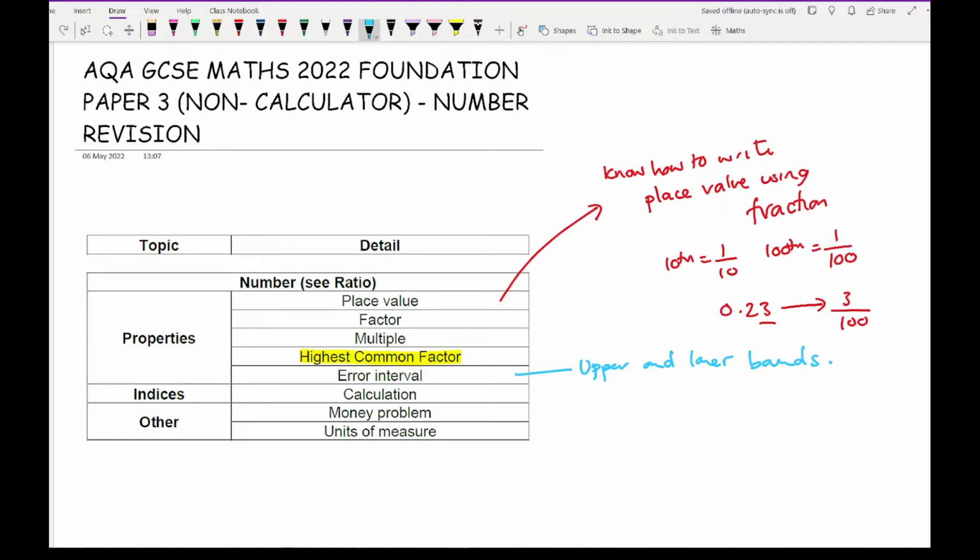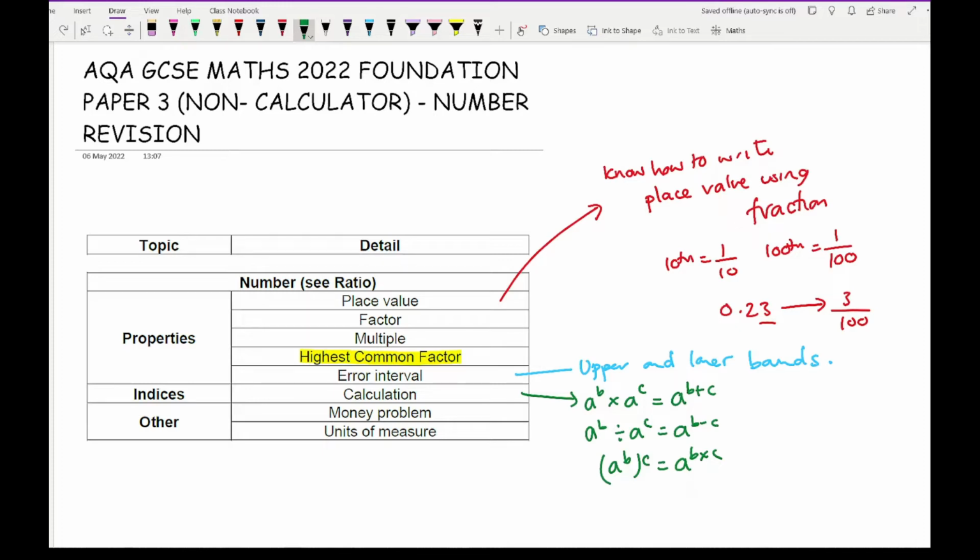Indice calculations, so make sure you know the laws. Now with this being on the foundation paper, it's recognizing that when you are multiplying indices and the base numbers are the same, in other words the big numbers, then you add the powers. When you are dividing, you take away the powers, and when you've got brackets, you multiply the powers. And again, with this being on paper 3, it could be a problem solving. You could have someone's working that's wrong and you have to spot the mistake.